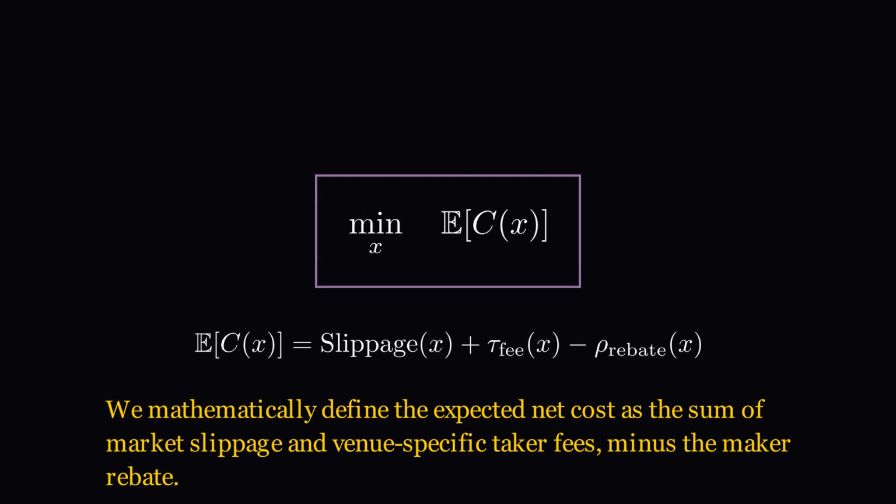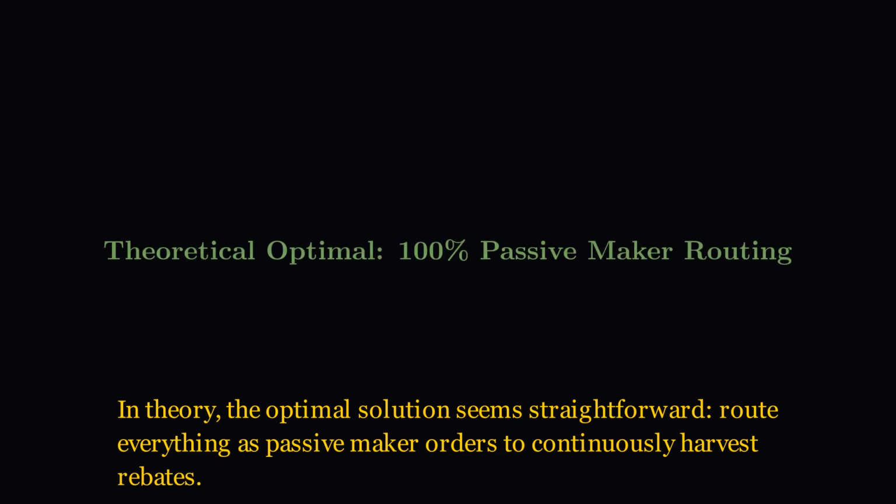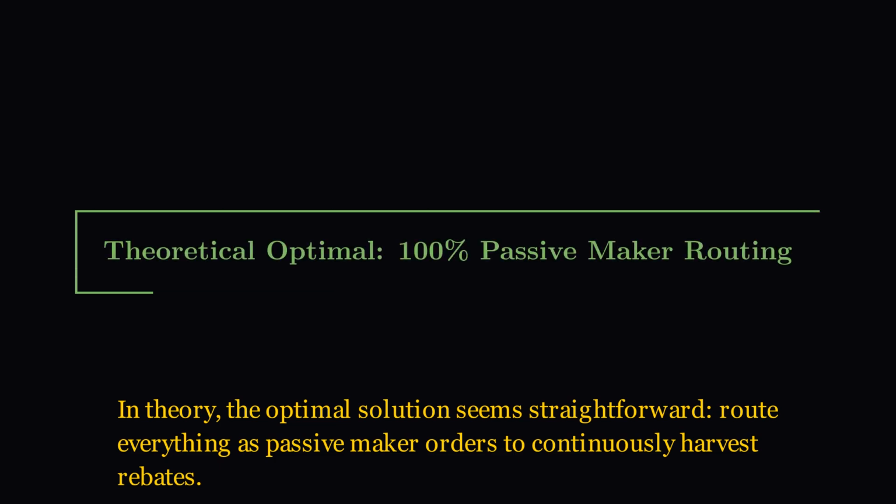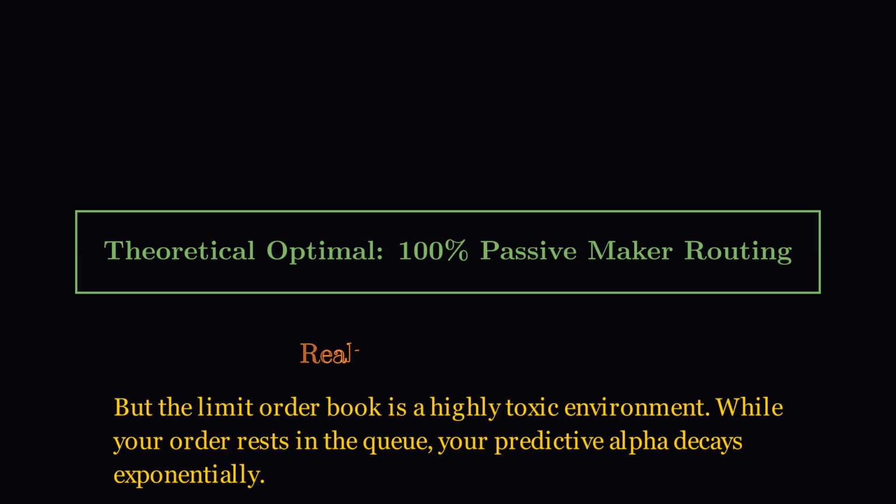maker rebate. In theory, the optimal solution seems straightforward: route everything as passive maker orders to continuously harvest rebates. But the limit order book is a highly toxic environment.